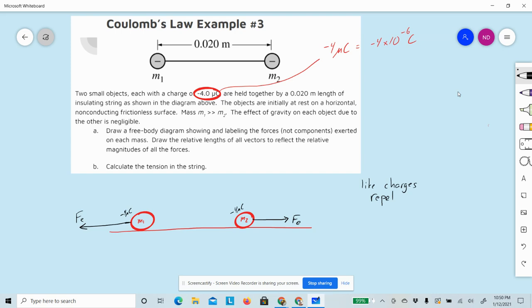And the length of each electrostatic force arrow, the objects are at rest, so the forces are going to balance. They're the same charge. Object 1 is pushing object 2 away. Object 2 is pushing object 1 away. Equal and opposite charges, equal and opposite forces. All right, what else do we know? Well, there's a string holding them together, so there's going to be a tension in the string.